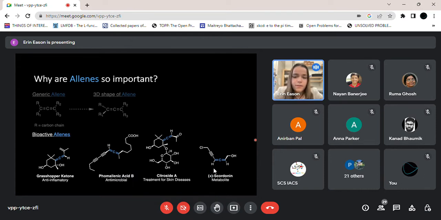And then all the way on the right here, we have scorodonin, which is a naturally occurring antibiotic. It's been shown that it can decrease the growth of bacteria and yeasts and fungi. So a lot of these molecules have some very fascinating applications in biology.